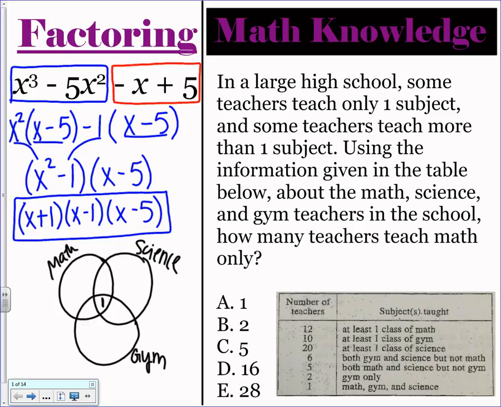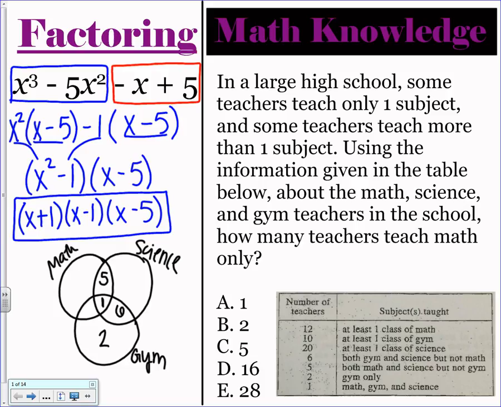Now it says 2 teach gym only. So the gym only is going to go down here. Moving up, we have 5 teach math and science only, but they don't teach gym. So this part here is going to be a 5, because those are the ones that teach only math and science, but not gym. And then both gym and science is 6, so that goes in that little slot there.